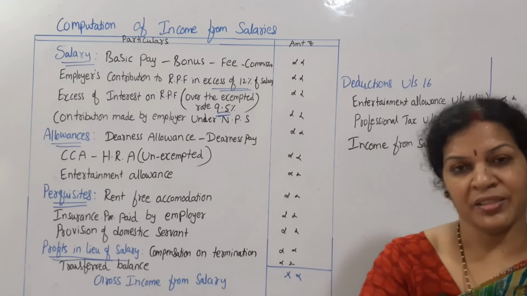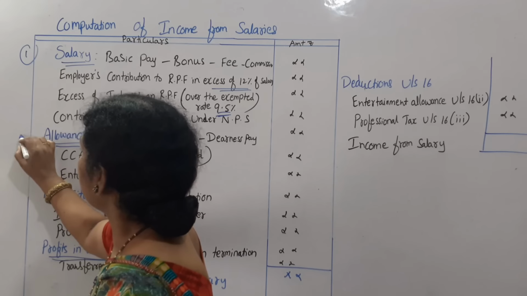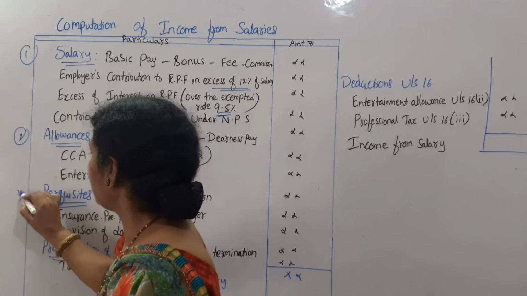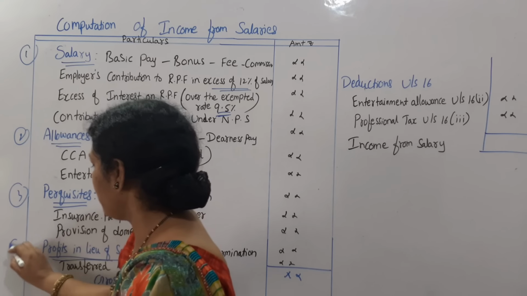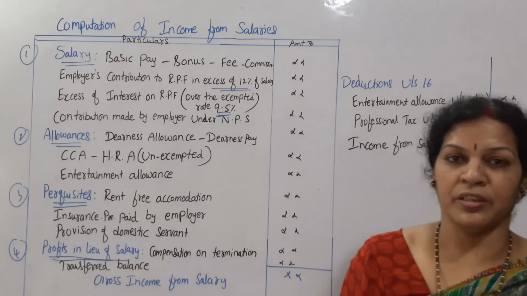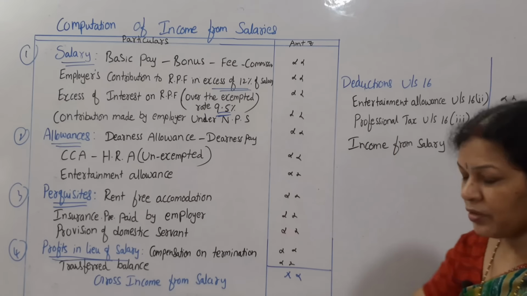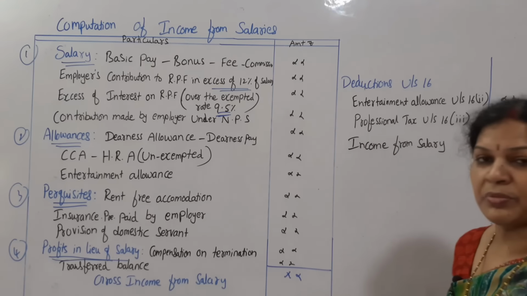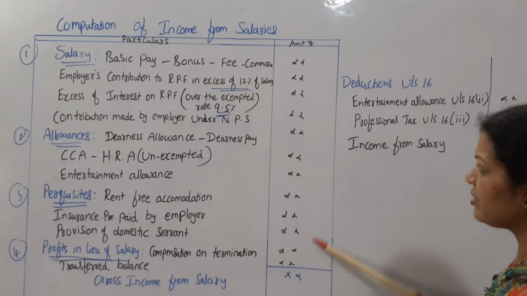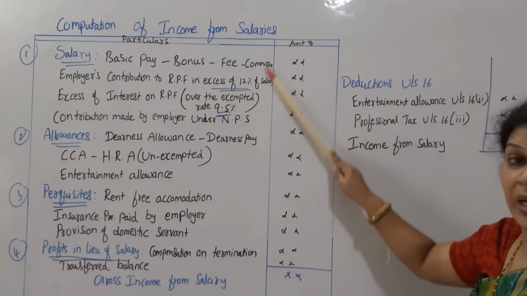Remember only 4 points when you compute the income from salary. First thing is salary. Second, allowance. Third, perquisites. And fourth, profits in lieu of salary. Once you calculate the total of these 4, that we say is the gross income from salary. Whatever we have calculated, we have totaled it. This is gross income from salary, not the final income.